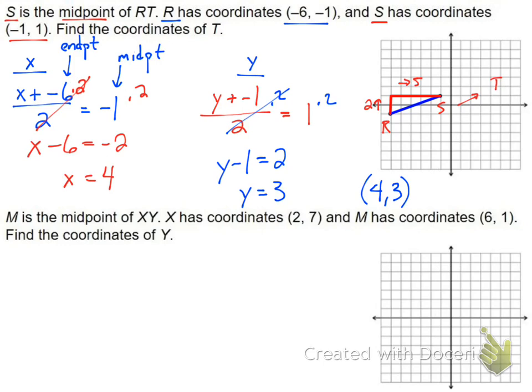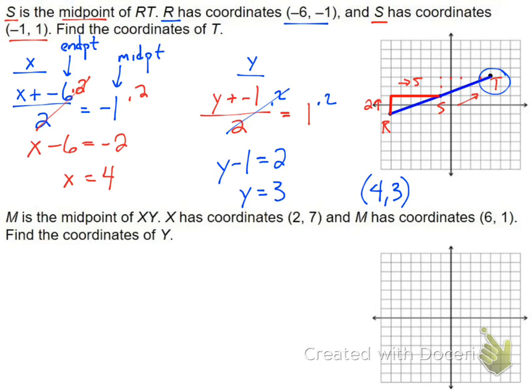So I can go up 2, let's go up 1, 2, and then right 1, 2, 3, 4, 5. So there's where my other endpoint's going to be. This right here is going to be my T, which is the ordered pair (4, 3), just like we found out by doing it algebraically.